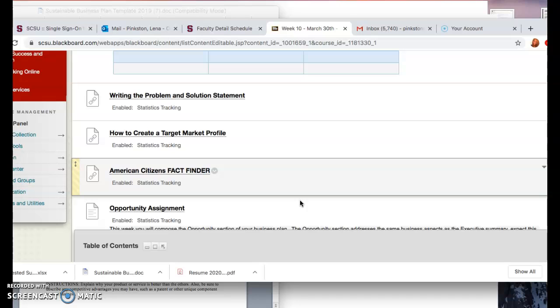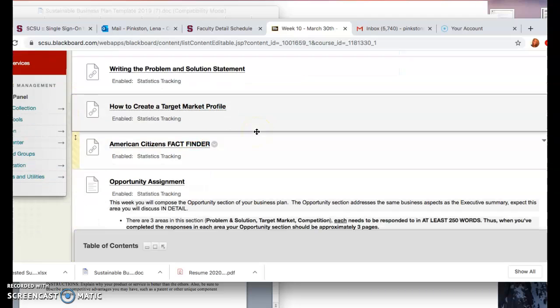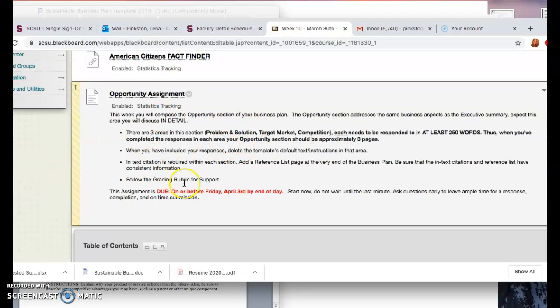Do one section every other day. Today, Wednesday, Thursday. Spread it out. Okay. So these are the links. This is the actual assignment. There are 3 areas: problem solution, target market, and competition. They need to be responded to in at least 250 words. Each of those sections, 250 words for each of those sections, okay?